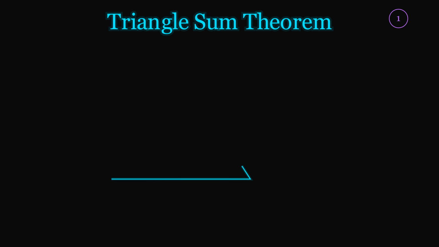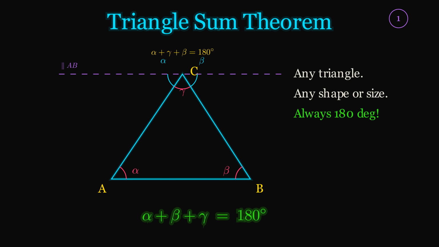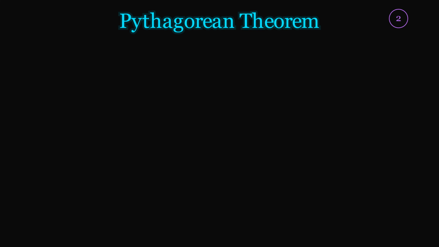Theorem 1, the triangle sum theorem. Here's something magical. No matter what triangle you draw, tiny, huge, squished, stretched, the three interior angles always add up to exactly 180 degrees. Always, every time. No exceptions.